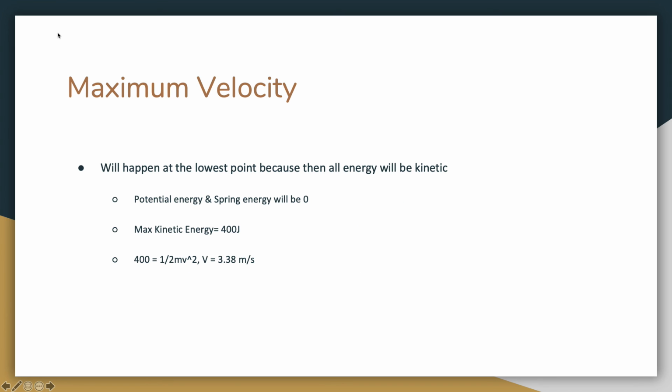Assuming an initial velocity of zero, we can calculate the maximum velocity that the rider experiences. Maximum velocity theoretically should occur at the bottom where all potential energy is zero and the kinetic energy is at a maximum. From the graph, we see this is 400 joules, so we set that equal to the kinetic energy, which is 1/2 mv squared, and solve for v to get 3.38 meters per second. If drag was not considered, the speed would be significantly greater.